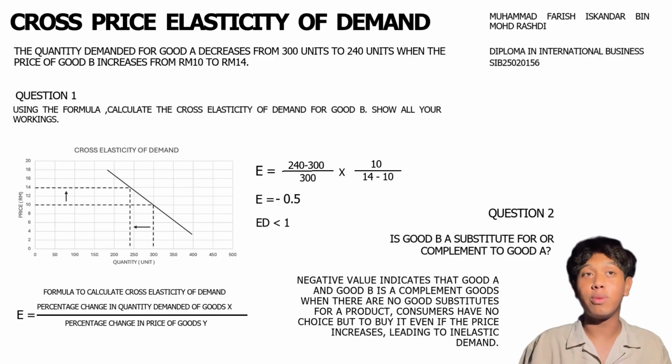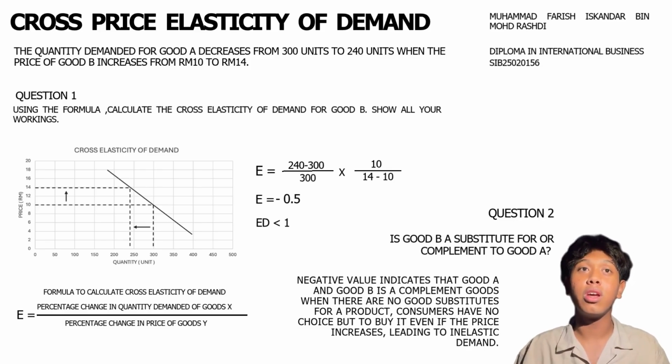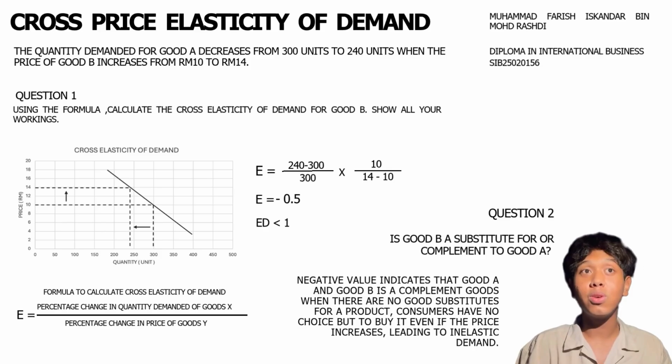From the given information, say the quantity demanded for good A decreased from 300 units to 200 units when the price of good B increased from 10 ringgit to 40 ringgit. So question one is: using the formula, calculate the cross elasticity of demand for good B. Show all your workings. Basically, the formula to calculate cross elasticity of demand is elasticity equals the percentage change in quantity demanded of good X divided by the percentage change in the price of good Y.